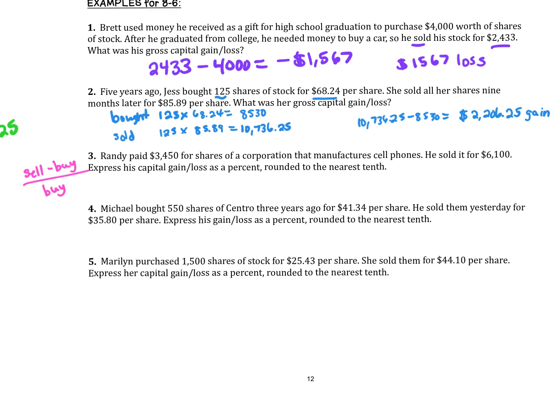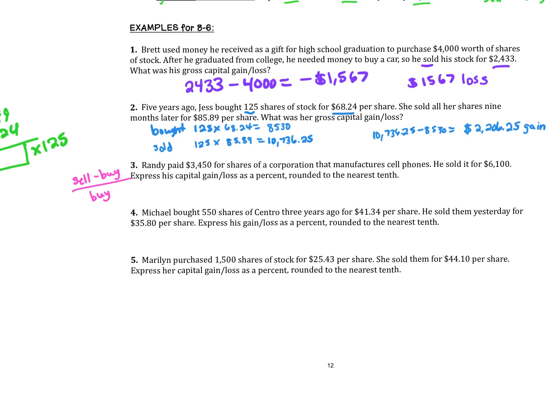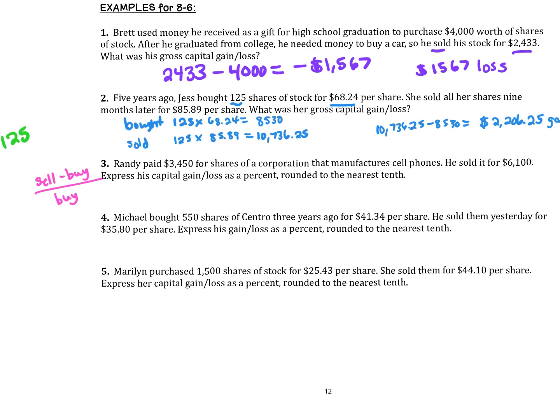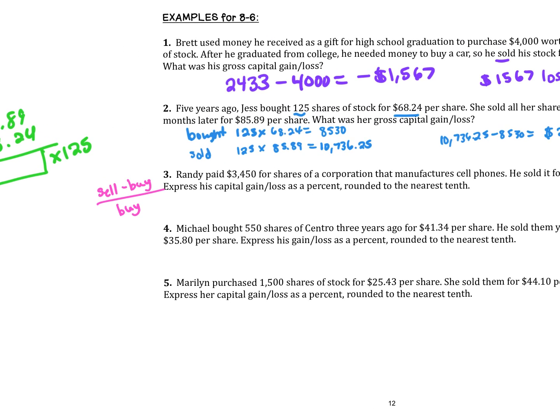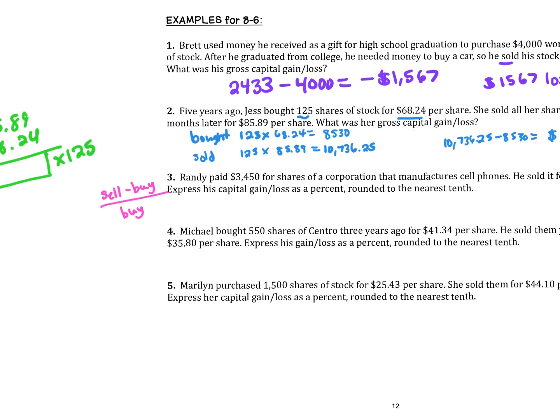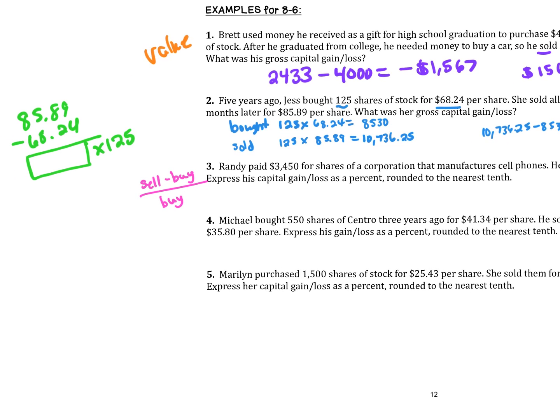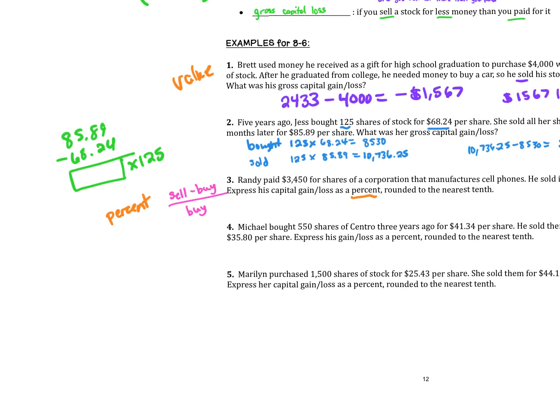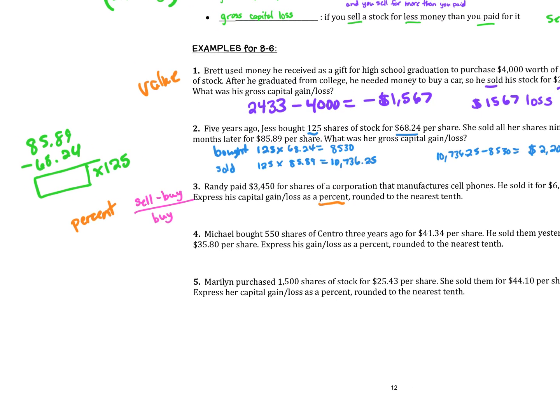Why wouldn't you just do sell minus buy for this one? Like the same one that you did in number one, where this one was just asking for a value. Let's make a note here. If you notice this one, Riley, it's a good question, this one is asking for the percent. Okay. So that's the difference, right? Do you see that?